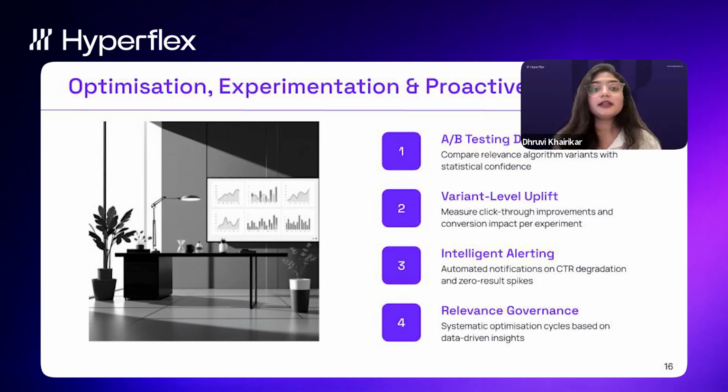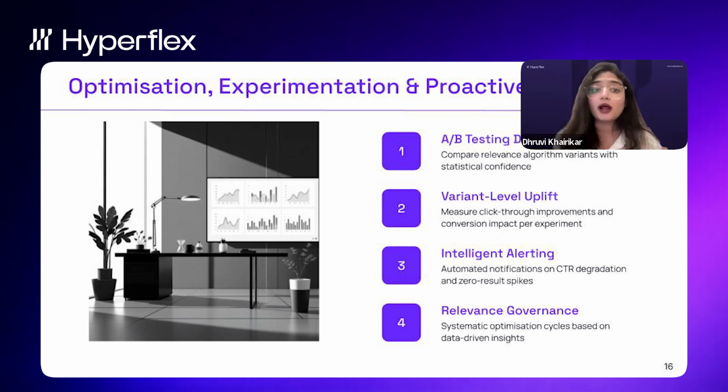Second, variant level and uplift analysis. We are not just asking whether clicks increased. Moreover, we are asking where they increased, for which queries they increased, and for which users they increased. So Kibana's drill down capabilities allow us to isolate the true impact of changes.